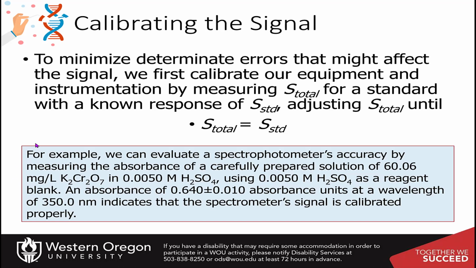So when you measure this solution, if you take the absorbance at 350 nanometers, it should come out at 0.640 plus or minus 0.01 absorbance units. This would indicate that the spectrophotometer's signal is calibrated properly. So for each instrument, you would have a calibration mechanism for being able to tell if the instrument is giving you correct signals within its operating range.